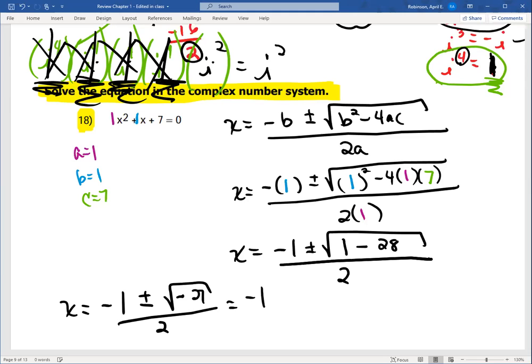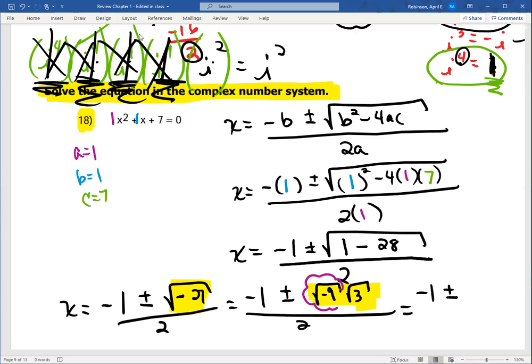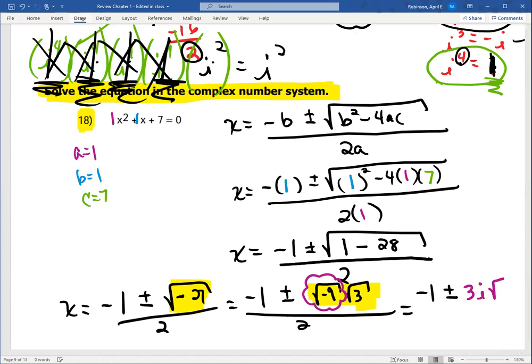Now, I can simplify my square root of 27. This guy right here, I'm going to break him down. He is going to break down to be the square root of negative 9 times the square root of 3. So that I get negative 1 plus or minus. And when you take the square root of negative 9, that is a 3i. But you still have the square root of 3 all over a 2.